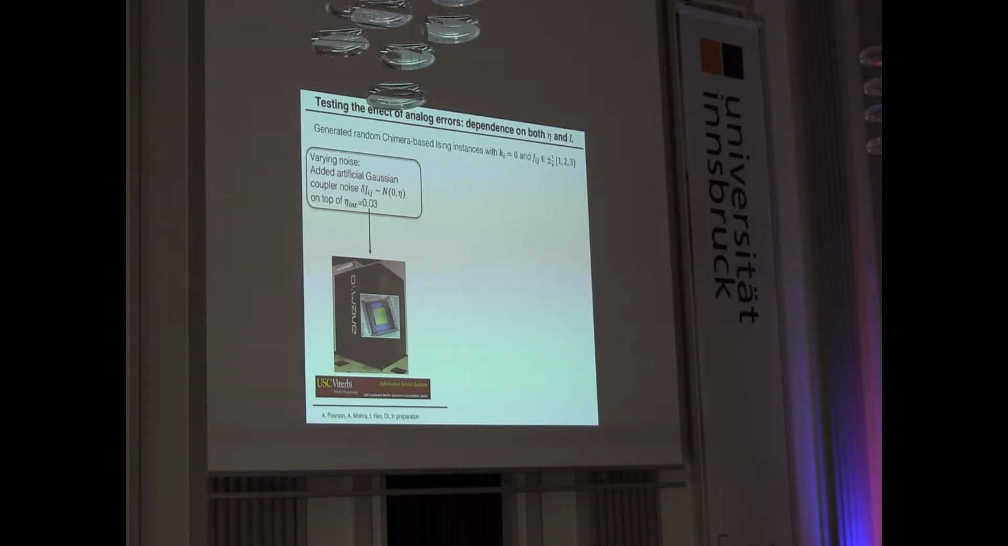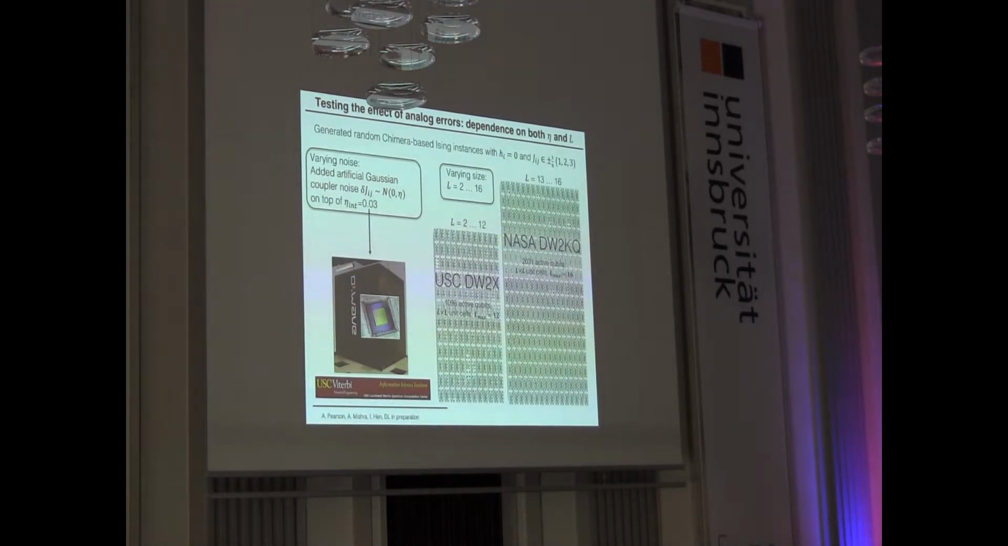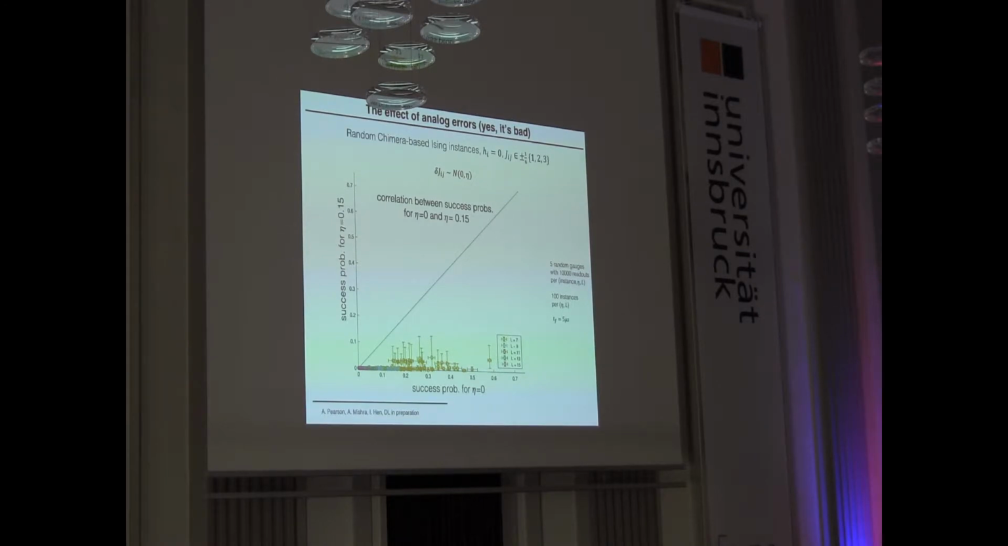And we ran that for different values of the standard deviation of the noise eta, and also for different sizes. We ran it up to the maximum size 12 on the USC-based 2X, and up to size 16 on the NASA-based 2000Q machine. So here's a glimpse of the kind of thing you find. This is plotted as a correlation plot, where every data point is a single random instance. In this case, for eta equals 0, so no added noise, versus eta equals 15%.